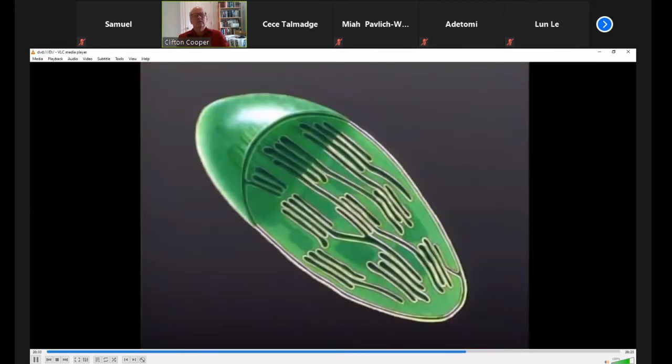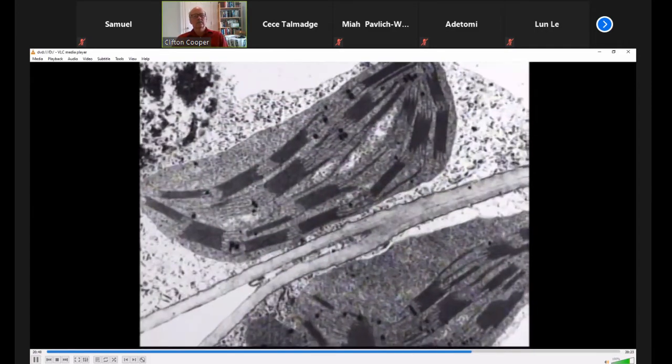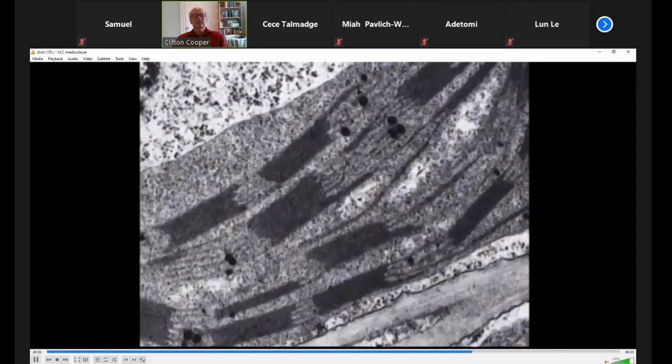If we take a closer look at a chloroplast, we see that it has an outer membrane and an inner membrane surrounding an intricate system of connected compartments. Each compartment is made up of individual thylakoids stacked on top of one another. Thylakoids are the sites of the photochemical reactions of photosynthesis.